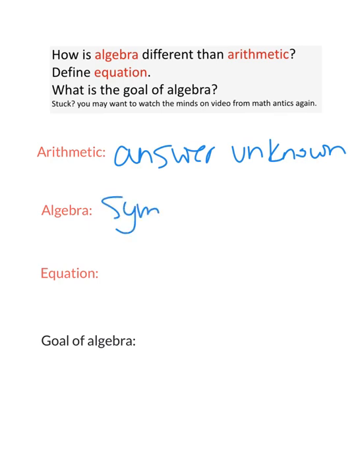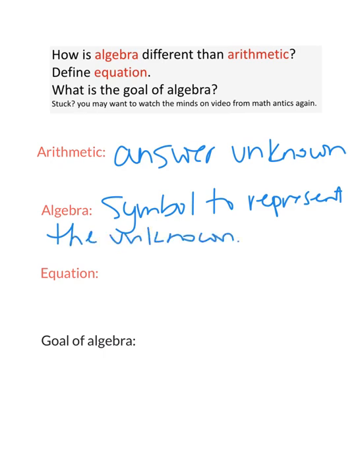symbol to represent the unknown. And this symbol can appear anywhere in our algebraic expressions or equations. It does not need to be the answer of it.